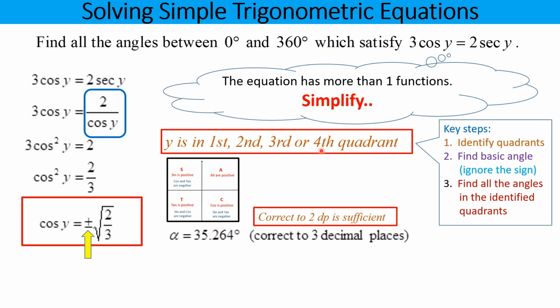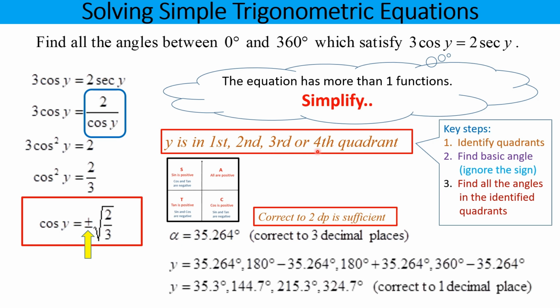Yeah, so with this, I'm able to work out, all right, in the first quadrant as 35.264. In the second quadrant, I have to take 180 minus alpha, then third quadrant, 180 plus alpha, and the fourth quadrant, 360 degrees minus alpha. Yeah, so with this, I can easily work out the final answer correct to 1 decimal place. So therefore, I have the answer in first, second, third, and the fourth quadrant.